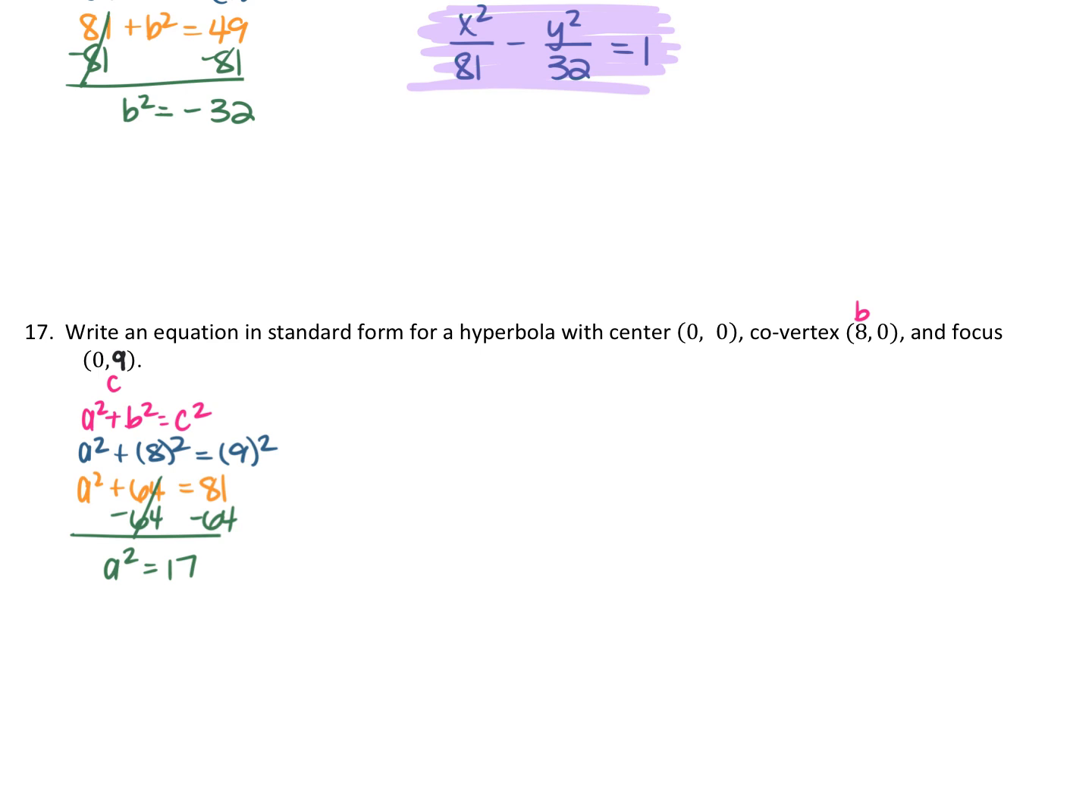I don't care about a, I want a squared. Your b in your covertex is in the x place, so that means your a in your vertex is going to be in the y. So that means we're going to use y squared over a squared minus x squared over b squared is equal to 1. Your b squared is 8 squared, which is 64. So we're going to plug that and the 17 in for a squared and b squared. So that'll give us y squared over 17 minus x squared over 64 is equal to 1.